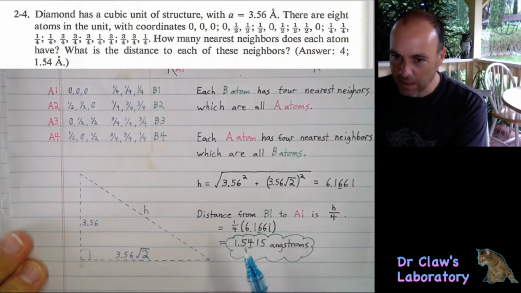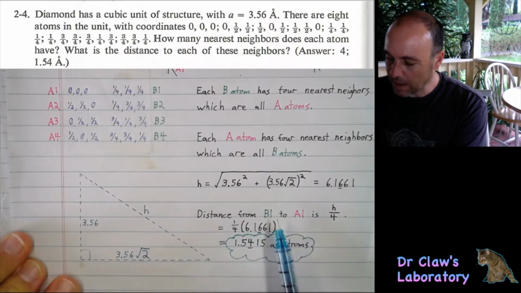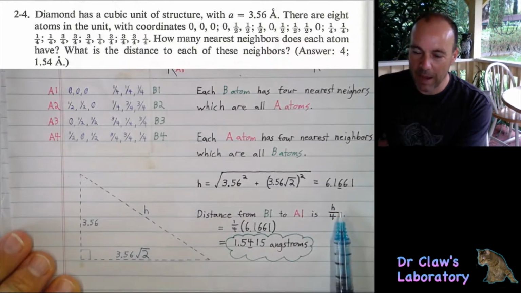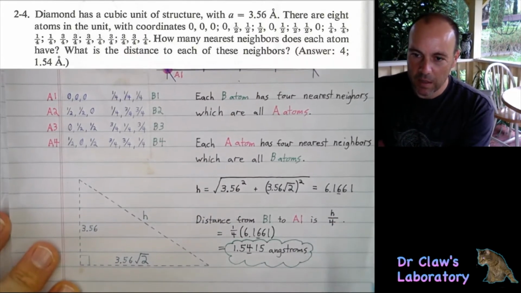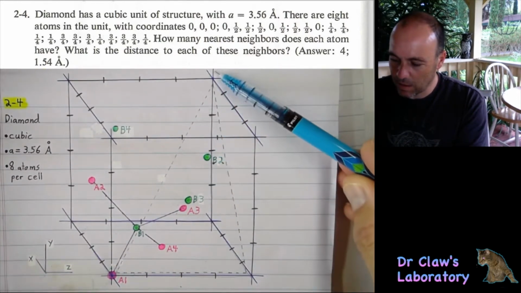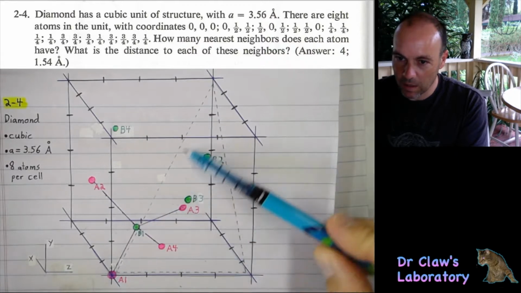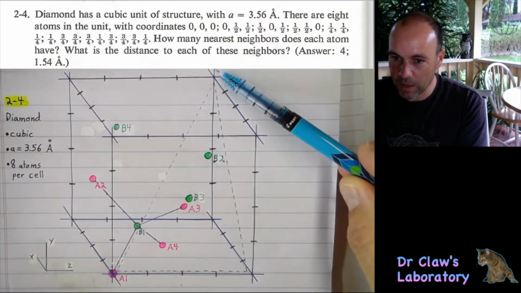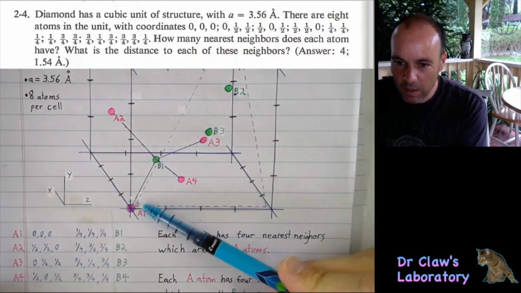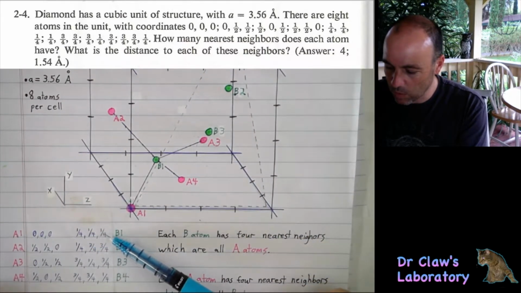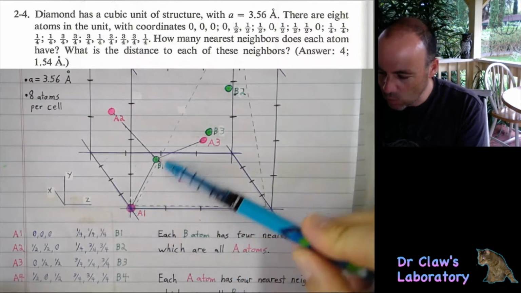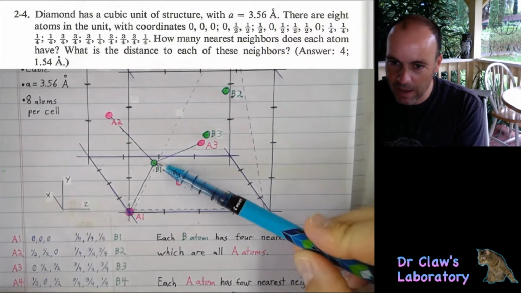Now, the distance from atom B1 to A1 is actually 1/4 of the hypotenuse. And you can see that, hopefully, by looking at that long hypotenuse right there. You see, the position of B1 is 1/4, 1/4, 1/4, which means that it's actually 1/4 of the way along this hypotenuse.